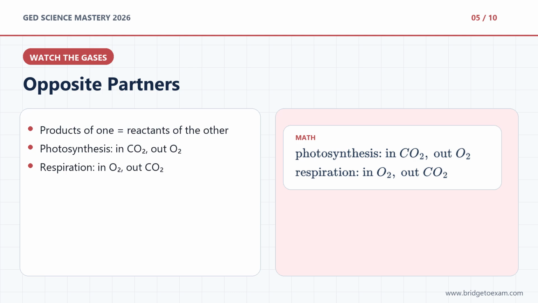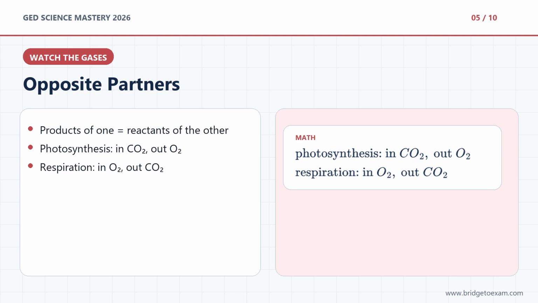Here's the beautiful part. These two processes are exact opposites. Look closely. The products of photosynthesis, glucose and oxygen, are precisely the reactants of respiration. And the products of respiration, carbon dioxide and water, are precisely the reactants of photosynthesis. They hand materials back and forth.